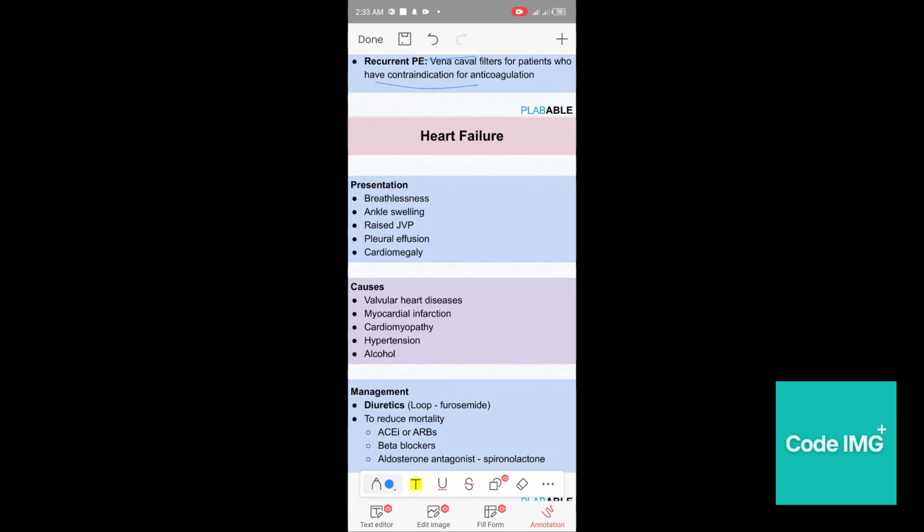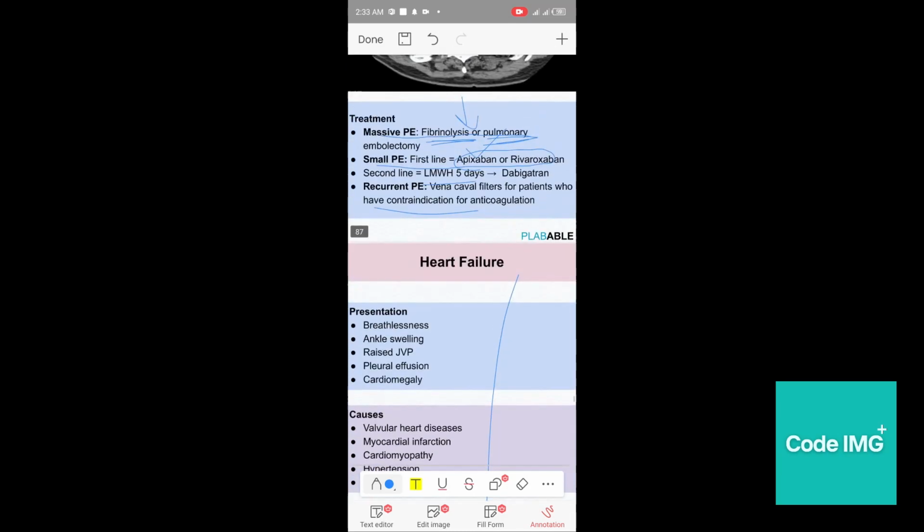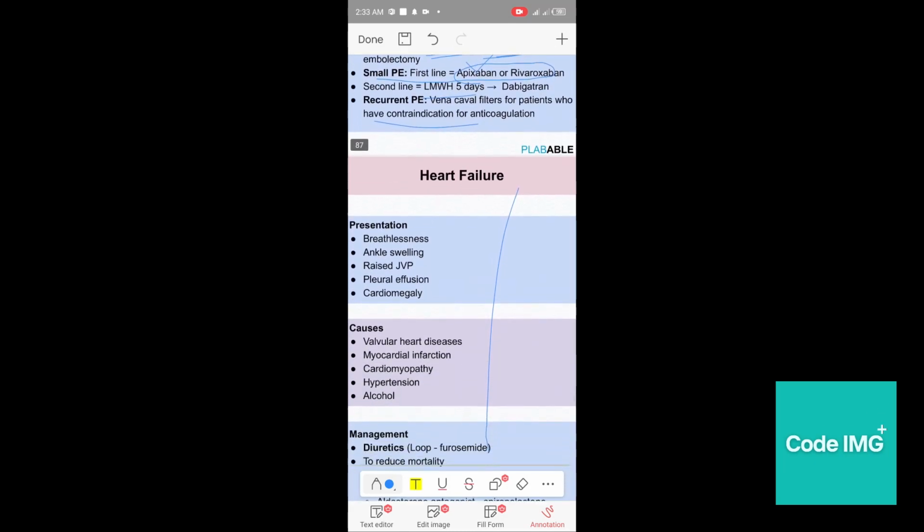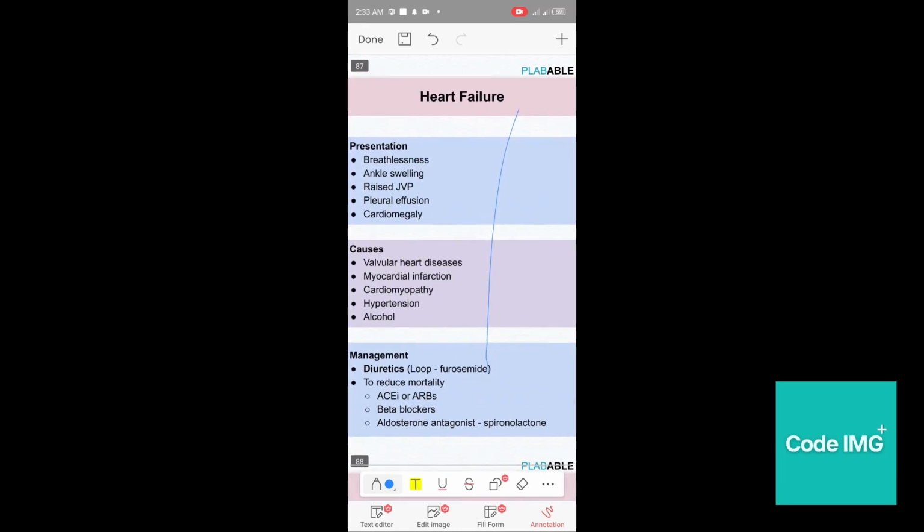Two-level PE Wells score, you need to calculate. So low risk, go for the D-dimer and then CTPA. High risk, go for CTPA. Give anticoagulant, go for the heparin, and go for the CTPA. If the patient is hemodynamically unstable, it's a massive PE, then go for thrombolysis or embolectomy. Recurrent PE, or where you cannot give the anticoagulants, then you can put the inferior vena cava filter.